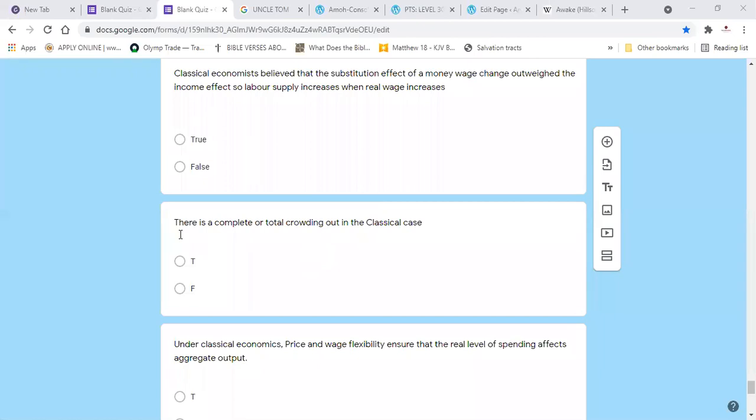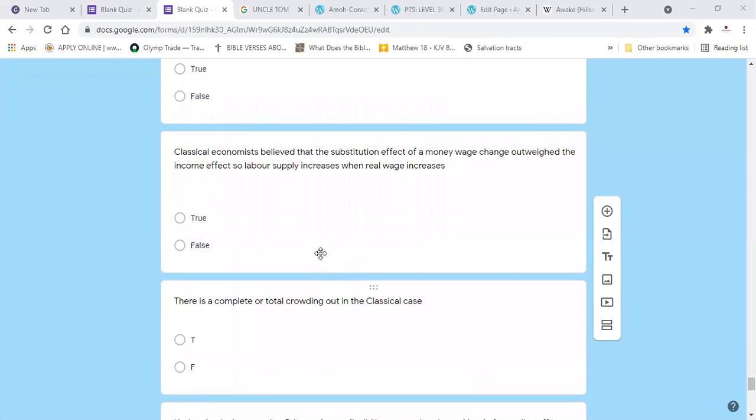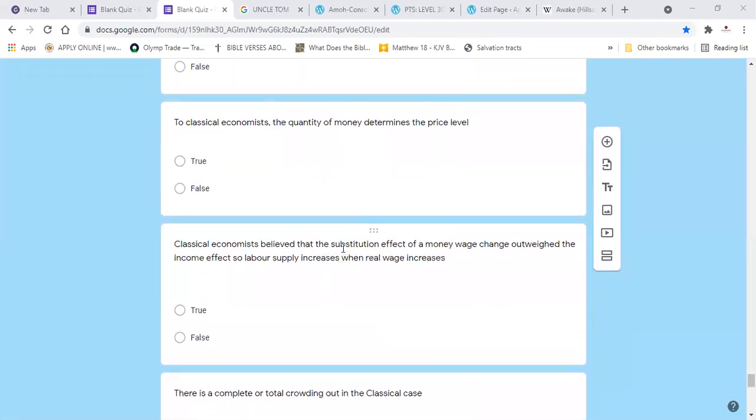Please, did you say it's true? The question about the classical economy, did you say it's true? I didn't get that part. This one, the substitution effect. Yes, it is true. They assume that the substitution effect is more than the income effect.